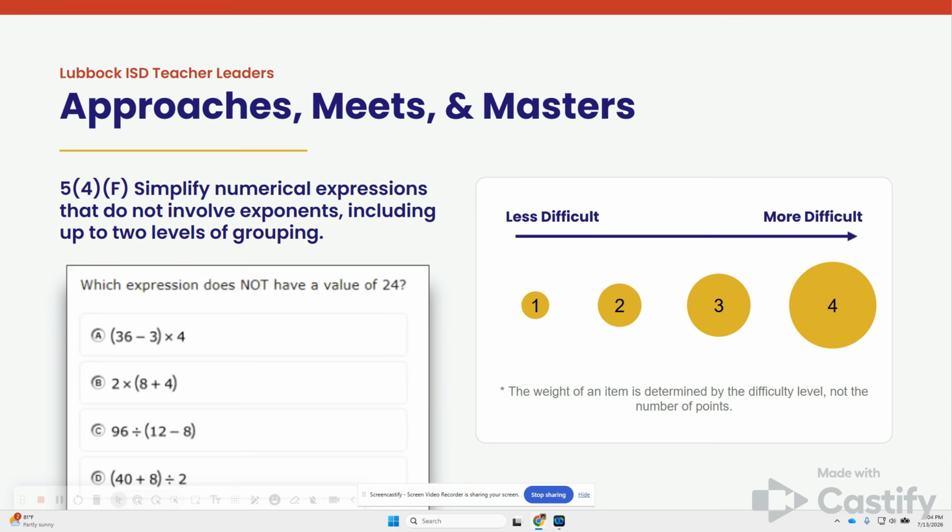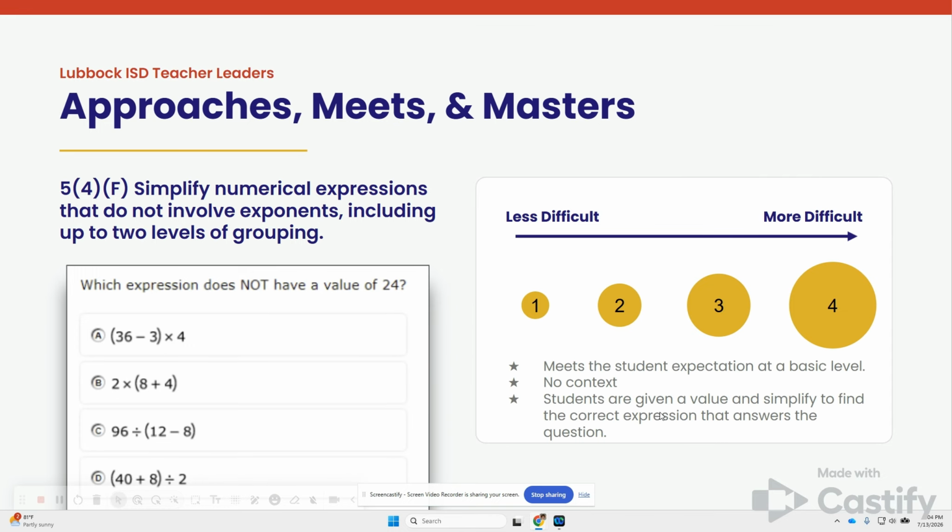If we were all together face to face, I would ask you to write a prediction, whether you think this is a level 1, 2, 3, or 4 question type. But since we're not, I'm going to just go ahead and tell you the difficulty level of this question. Here's the answer. This meets the standard at the most basic level, approaches.